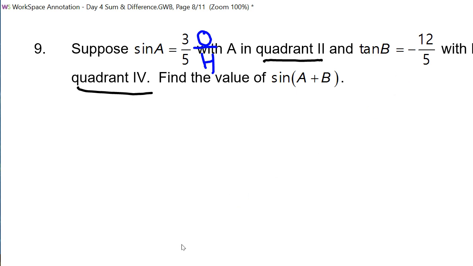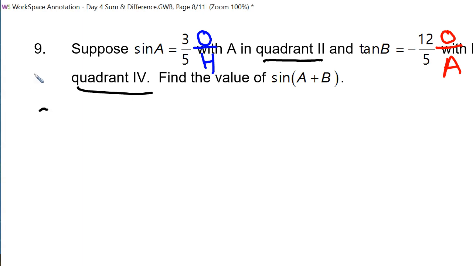And for angle B, they give us tangent, which is opposite over adjacent. Now, one of those has to be negative. Which side would be the negative side? The opposite side or the adjacent side? Opposite. This is below 0, so that needs to be negative 12 and positive 5. And what's the hypotenuse? 13. Yeah, this is a 5, 12, 13, and the hypotenuse is always positive.